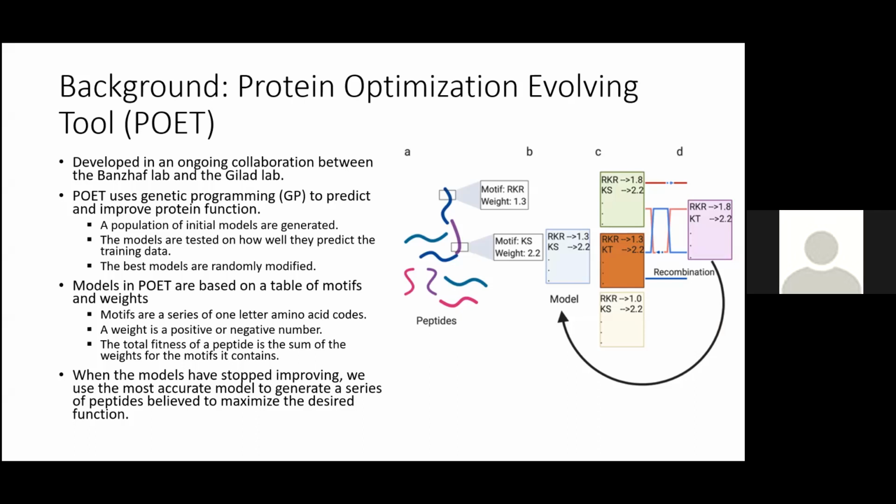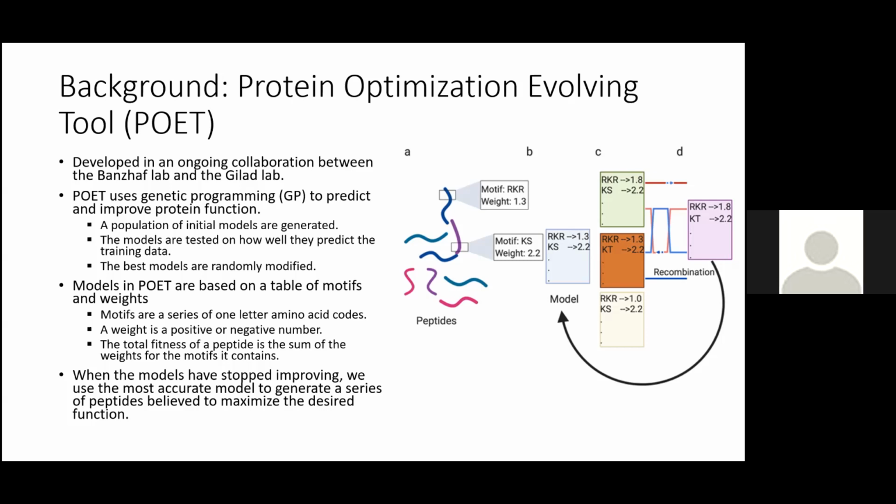The models are tested by how well they're able to predict the protein's function. The best models, the most accurate, with the least error, go through mutation of their own sort and recombination with other well-performing models to produce another iteration of models. And then it keeps on doing that until we get better answers.